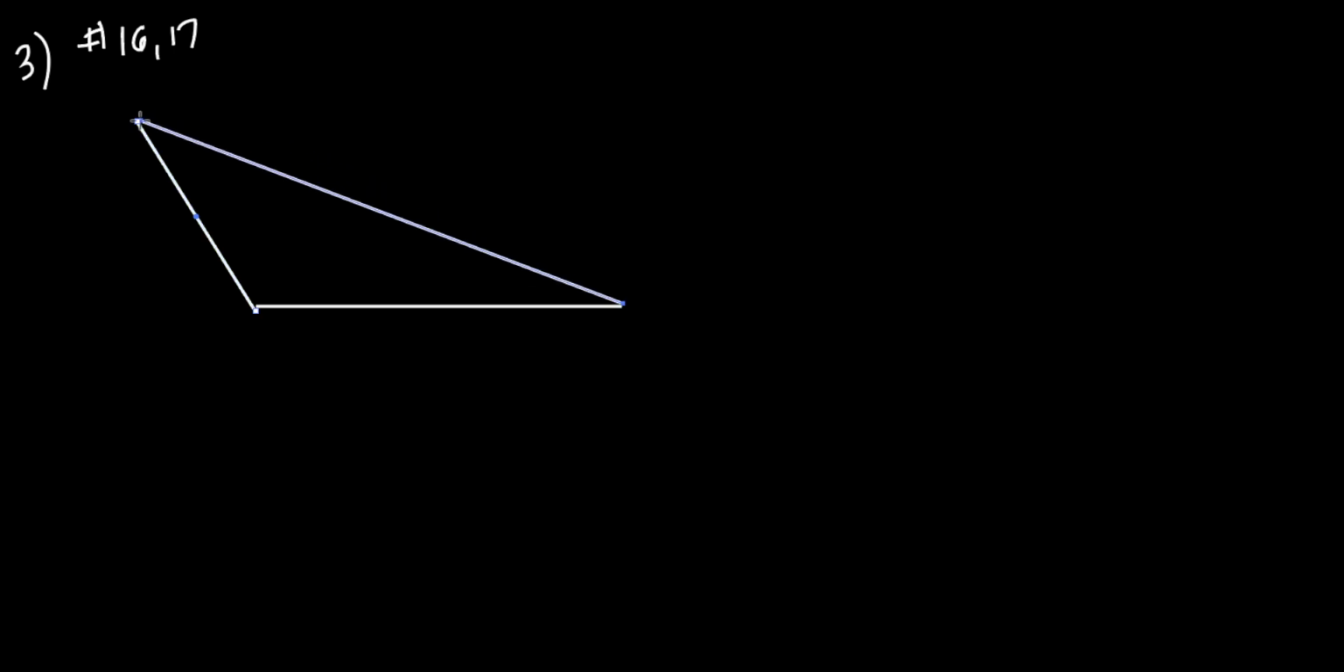So number 3 on the quiz is going to look like number 16 or 17. It doesn't matter. So number 3 on the quiz looks like 16 and 17. It's a triangle where they give you all 3 sides, okay? I don't know, let's just do 17. So it kind of looks like this. And they tell you this is 12. They tell you this is 12. And they tell you this is 16.